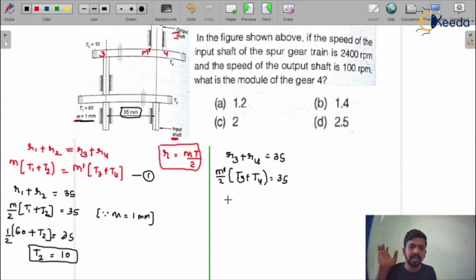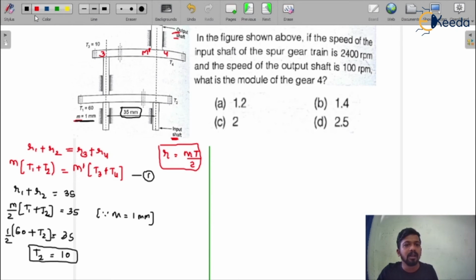Okay, see here, we cannot apply this formula, because only T3 is given, and M dash and T4 are both unknown. So we don't need to apply this formula; it is of no use. Now, how can we get the T4 value? Think about it. What is the next procedure in order to find out the gear teeth on gear 4? Because we have used R3 plus R4, there is no use here, since two unknowns are there in the equation. Now read the question.